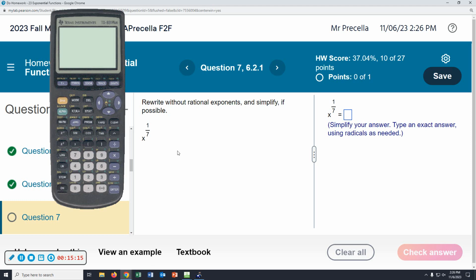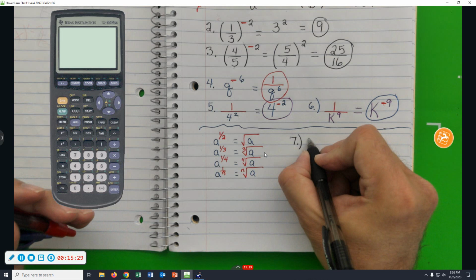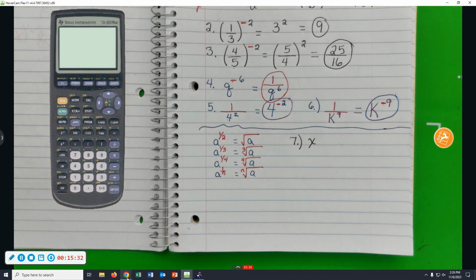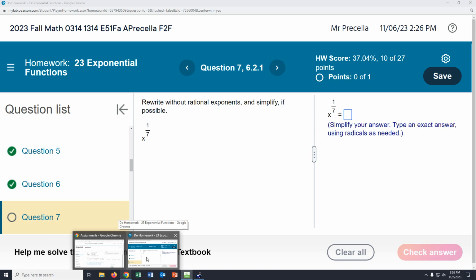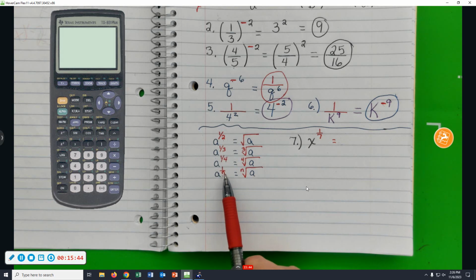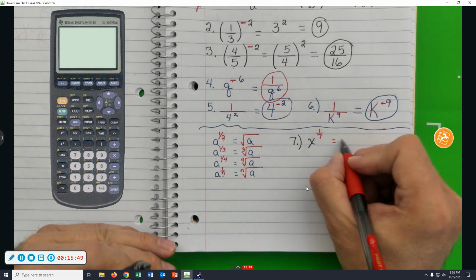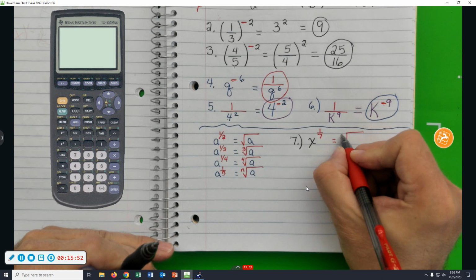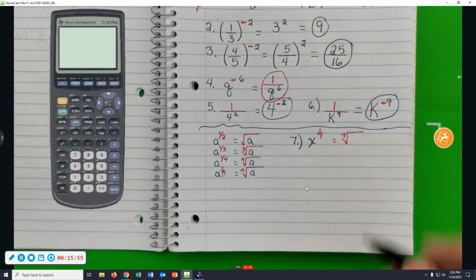Number 7 says, rewrite without rational exponents, and simplify if possible. Remember, in algebra, rational means the same thing as fraction. Well, this is x to the 1/7 power. I didn't write a rule for a 1/7 power. That's where this 1 over n comes in. A 1/7 exponent is the same thing as a 7th root.